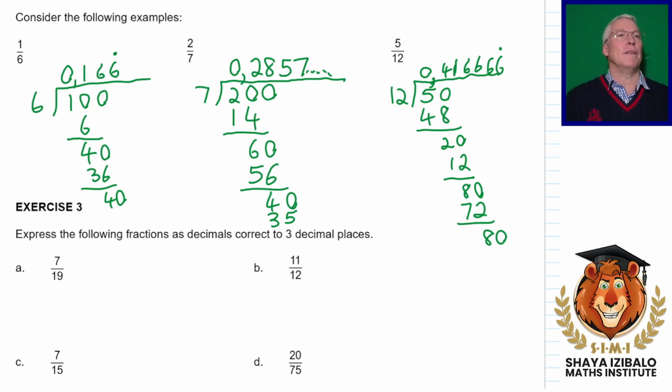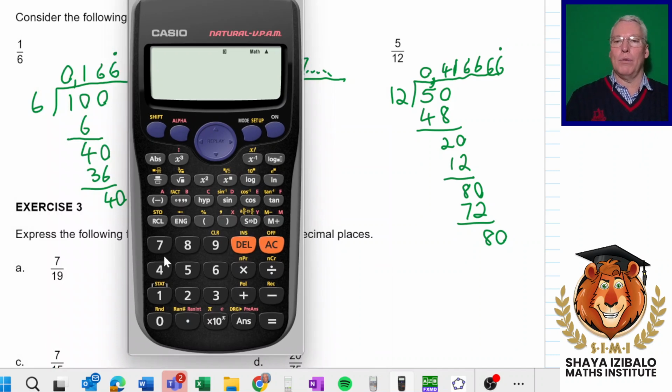Okay, and we can show you that. All right? Let's have a look. 5 divided by 12. What's the decimal version of 5 divided by 12? Well, it doesn't simplify, but if we put in the decimal version, there it is.